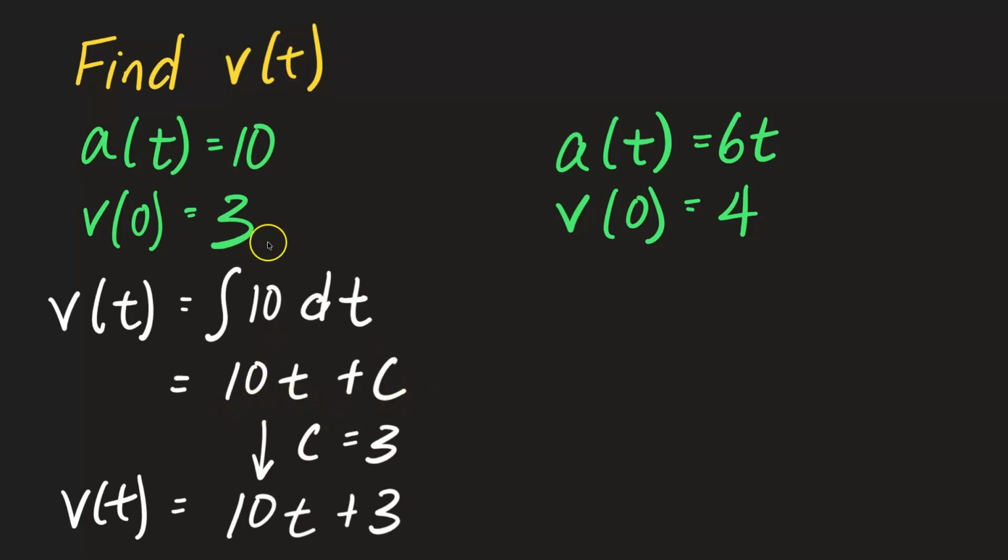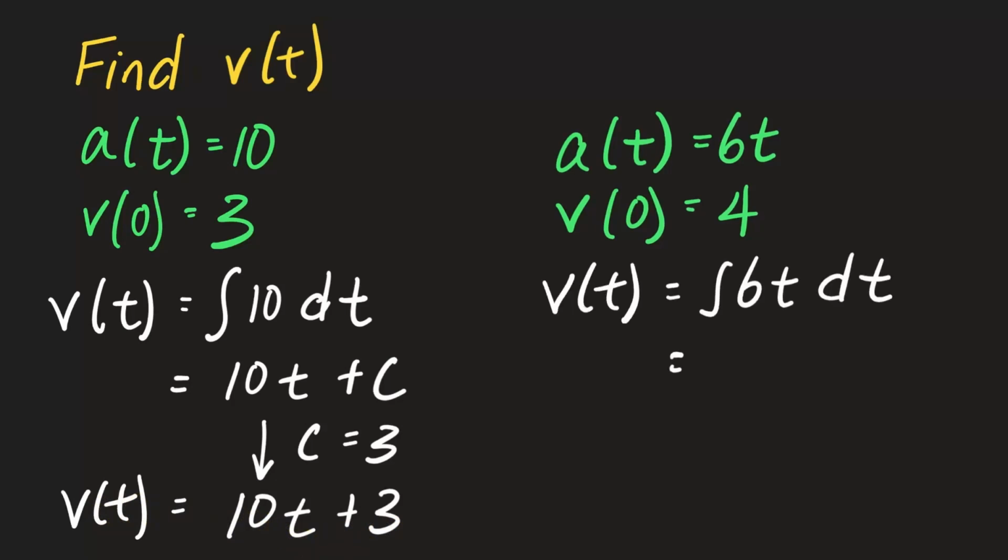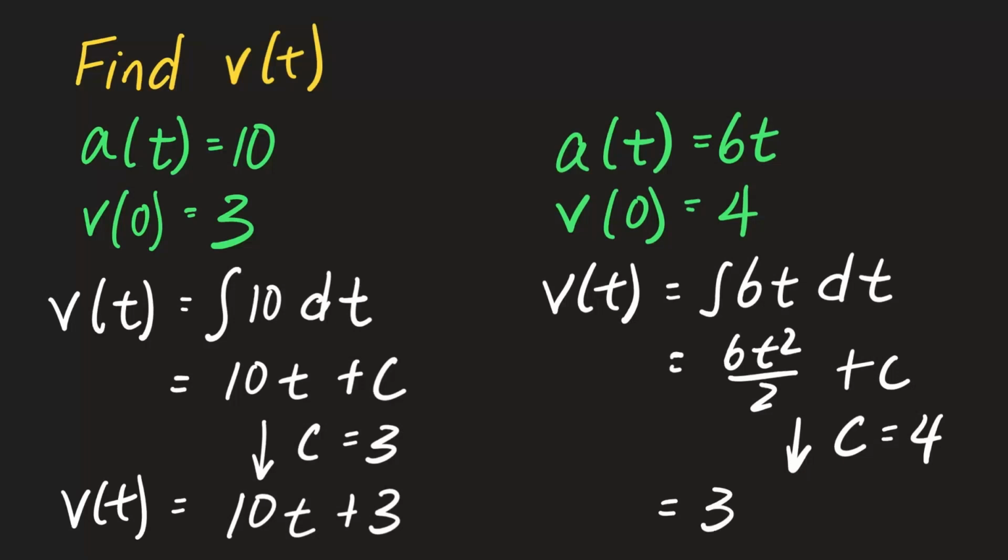We're given the initial condition, our initial velocity is 3, so we're going to substitute 3 for c, and we get that the velocity of time is equal to 10t plus 3. Our second problem here, we have an acceleration that is equal to 6t. So we're going to find the integral of 6t with respect to time, and we get 6t squared over 2 plus c. And because we're given the initial condition, the initial velocity is 4, we're going to substitute 4 for c, and we get that the velocity function is equal to 3t squared plus 4.